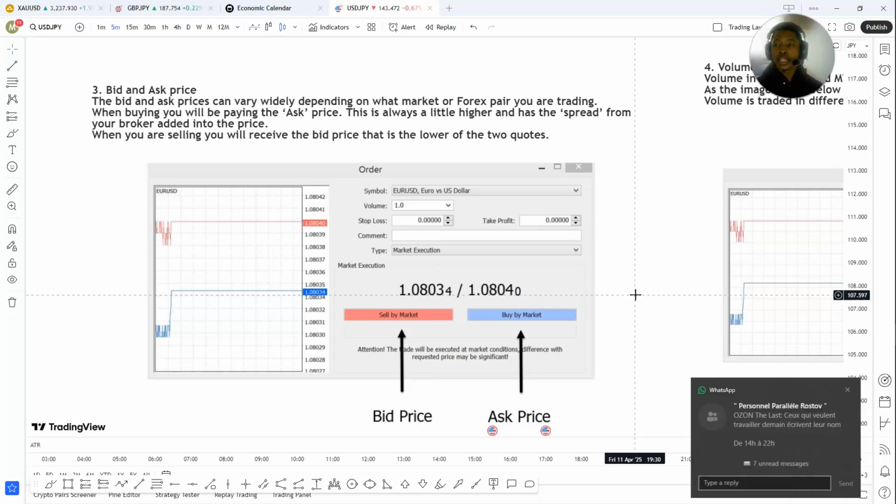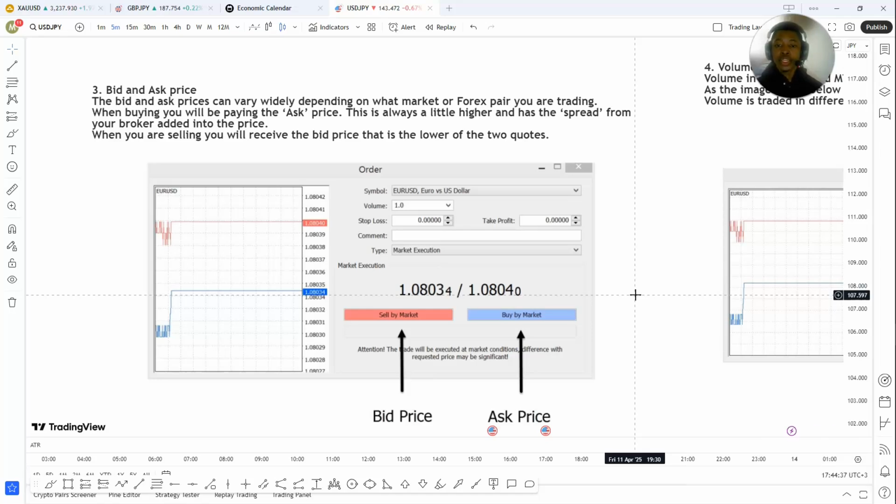This is always a little higher, as the spread from your broker is added to the bid price. So it will be the bid price, right? When you are buying, you won't buy exactly at the ask price. When you are selling, you won't sell exactly at the bid price, because the broker adds the spread on, and you will sell the market at an ask price.